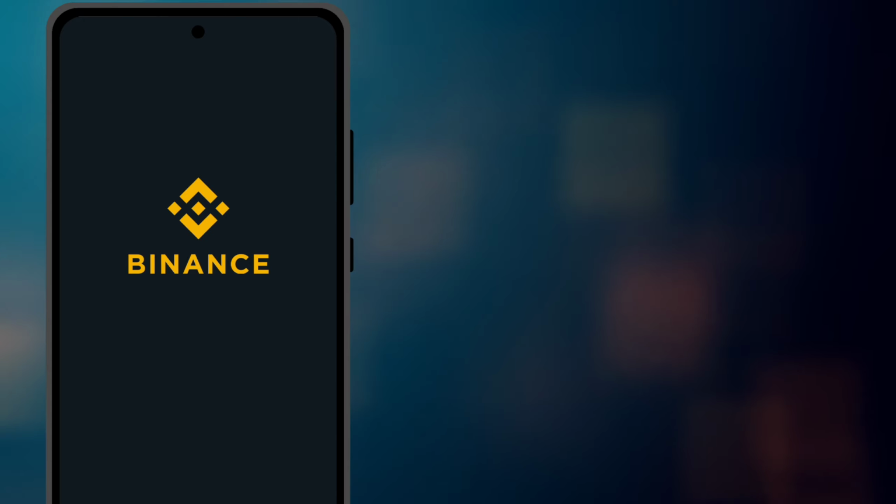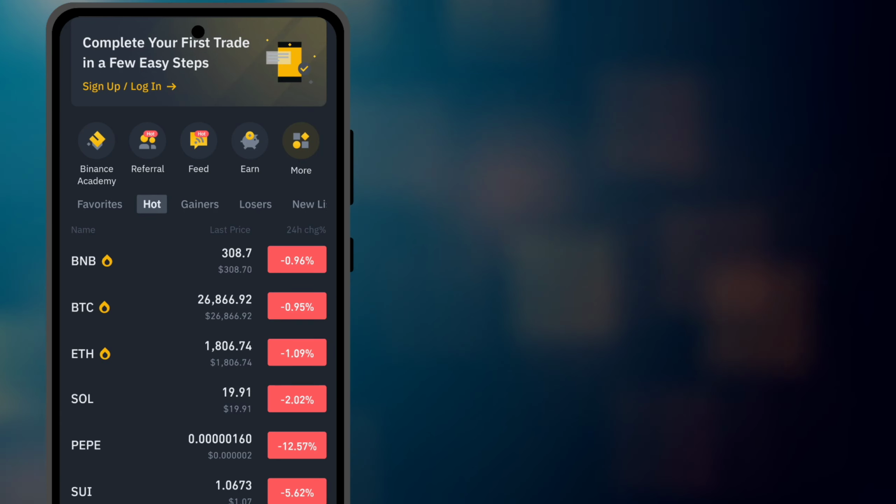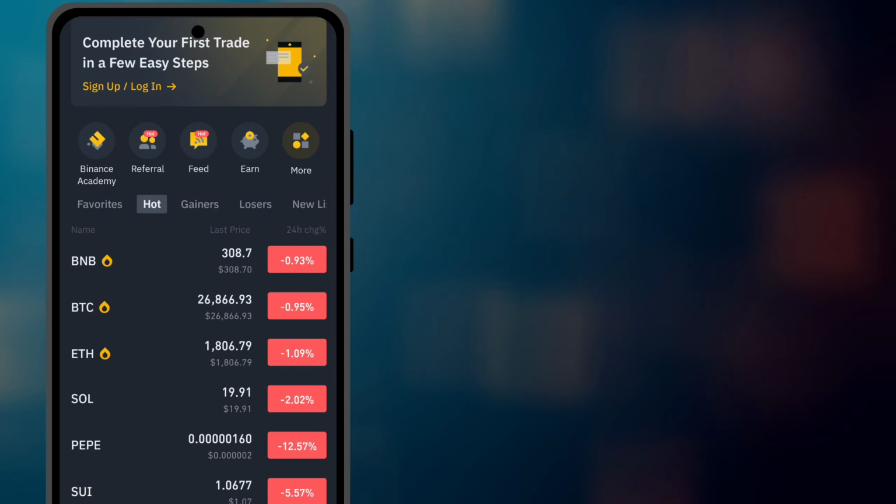So the first thing you need to do is to create an account on Binance and verify your account before you start doing anything on this exchange.